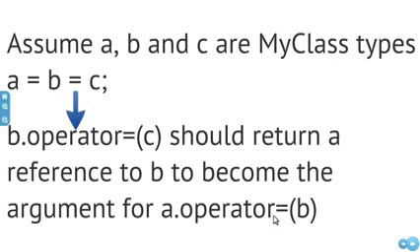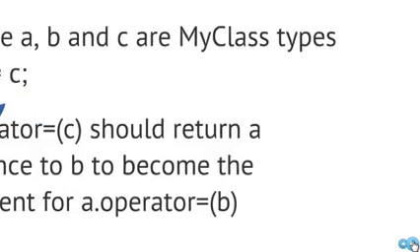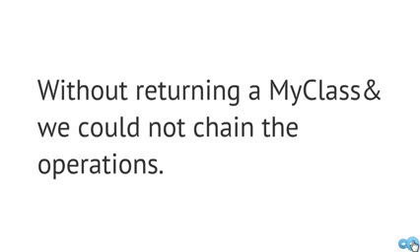The reason we need to return a reference to a my class object, whatever that class may be, is so that we can do this type of chaining. Chaining is very important. Without returning a reference to a my class object, we would not be able to chain the operations.